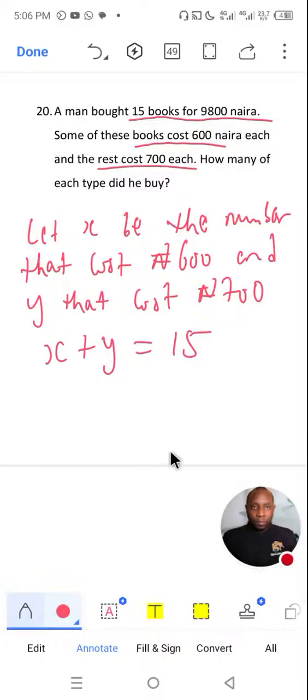So we now want to get the total cost. Well, we have the total cost of the books, right? What's the total cost of the books? 9,800 naira. See it here.